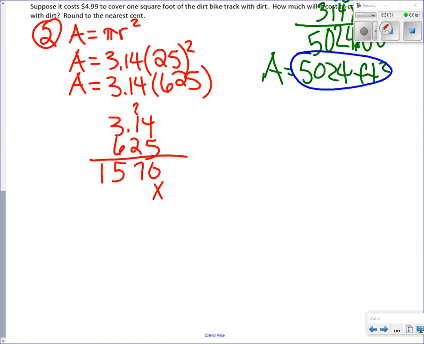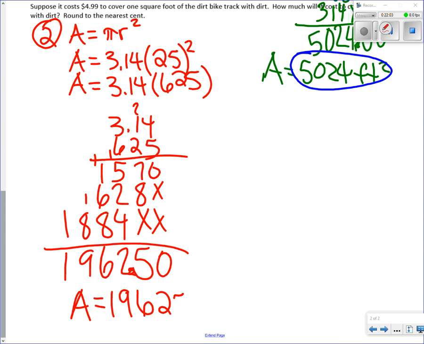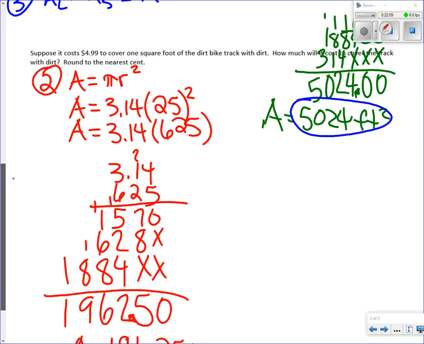Sorry, I'm just running out of room here. Okay, 2 decimals, so decimal goes there. Area of my smaller circle is 1,962.5.